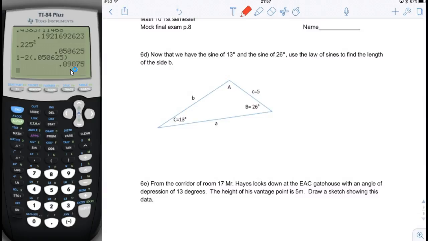Now that we have the sine of 13 degrees and the sine of 26 degrees, use the law of sines to find the length of side B. Okay. Here we're going to use the law of sines, right? And the law of sines, remember, is you can either use this version, which is the sine of an angle. Big A is an angle. Small a is a side. Big B is an angle. And small b is a side.